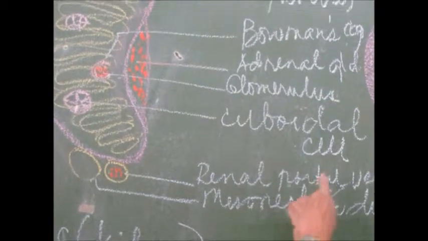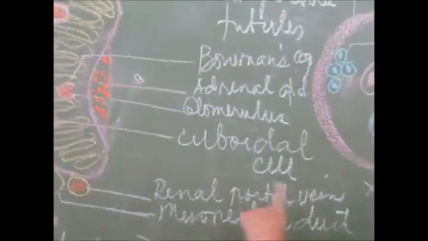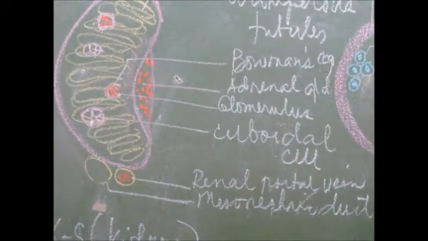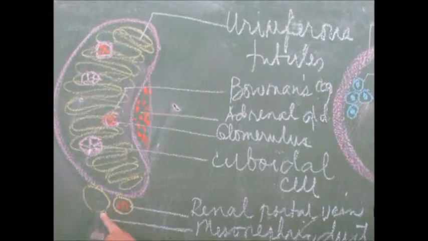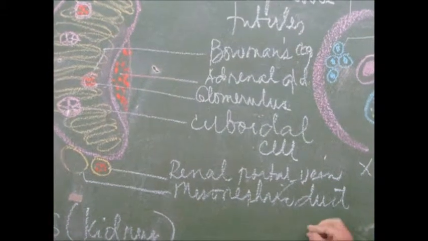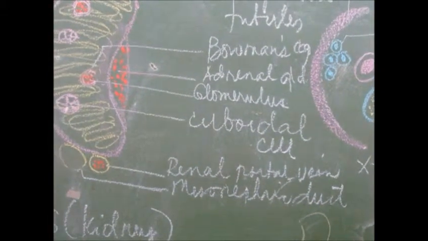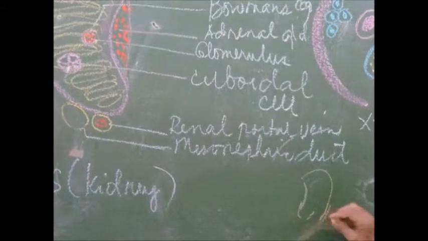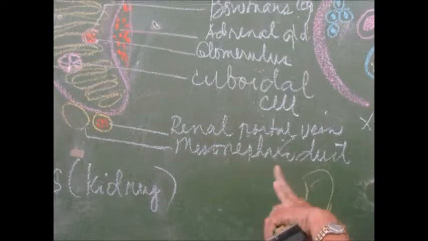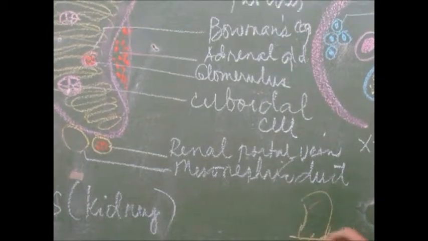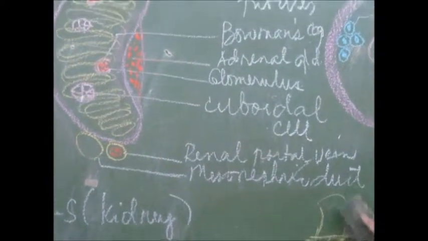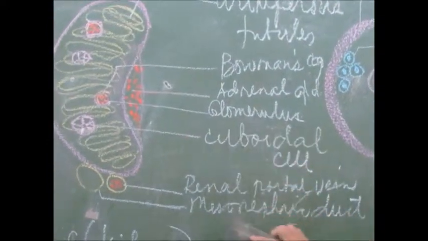Okay. Now, beside it, you have the renal portal vein. Because it is a vein, you find blood cells. So you have the mesonephric duct, and they are always found side by side, because if you have the kidney, that is the renal portal. Then you have the mesonephric duct side by side. So if you cut this cross-sectionally, you have them side by side. Okay? So all of these are also focused.